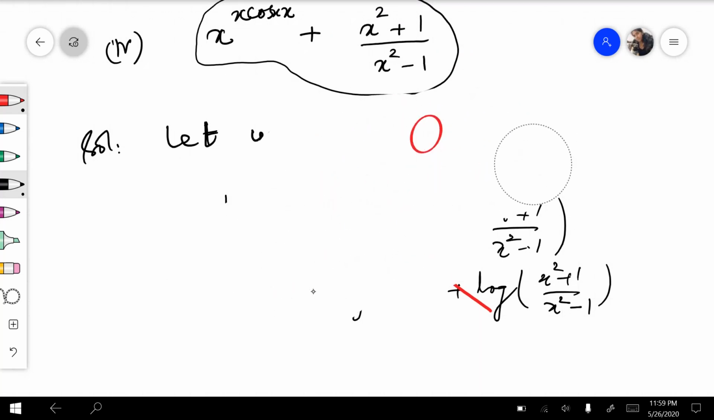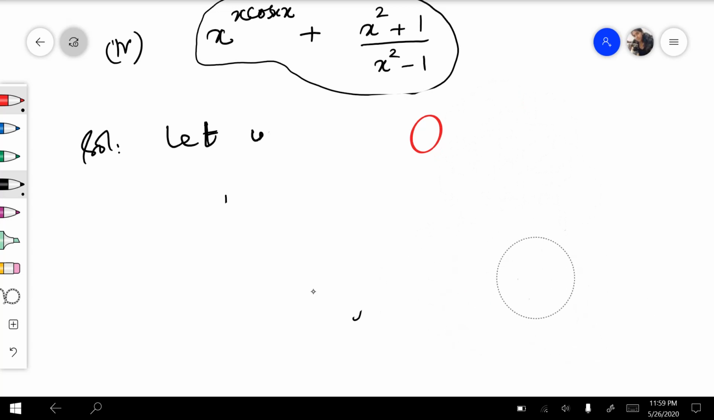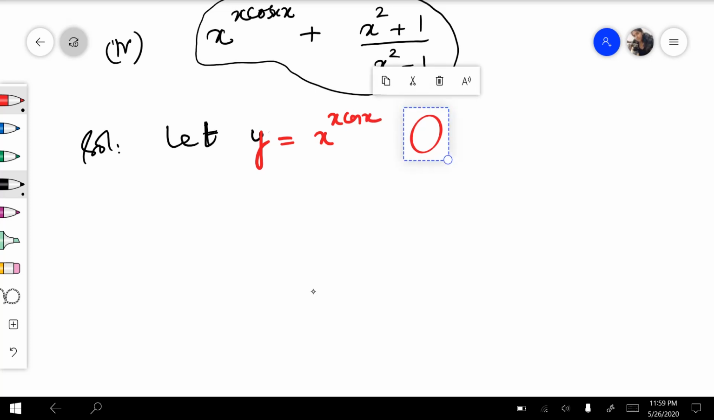So how to solve this question? That is a big question. Even it can be solved in one step. I will discuss that also with you after doing the objective. Plus x square plus 1 upon x square minus 1.